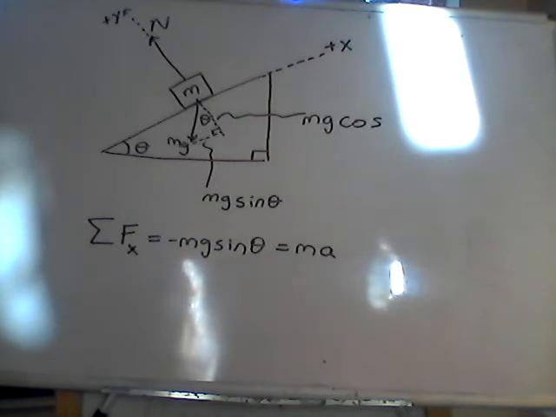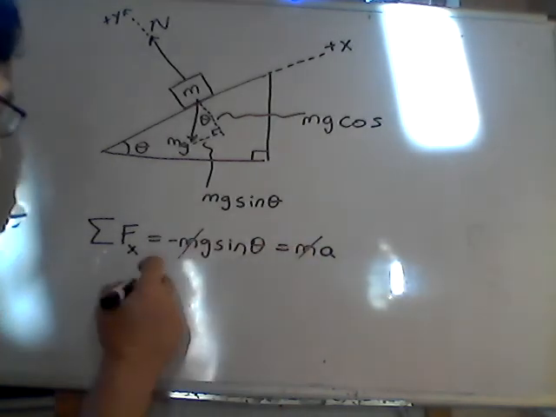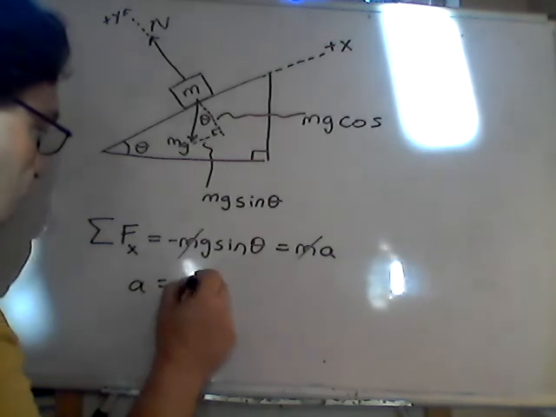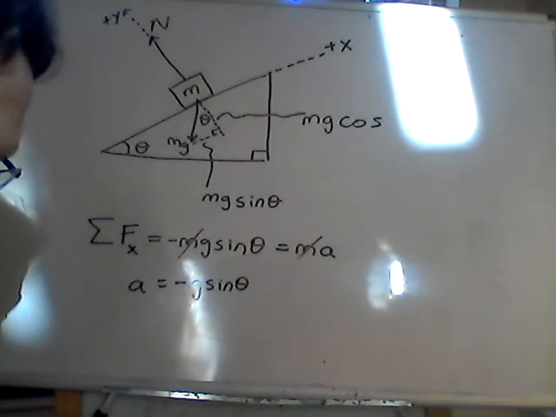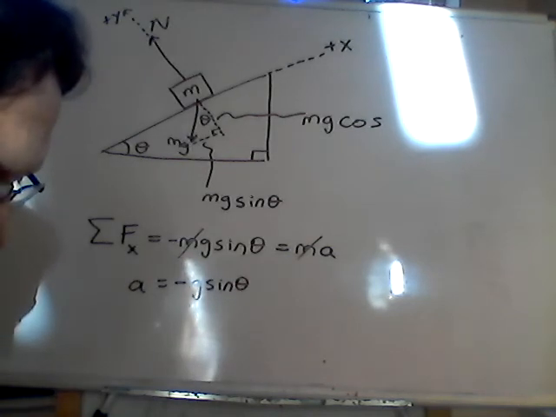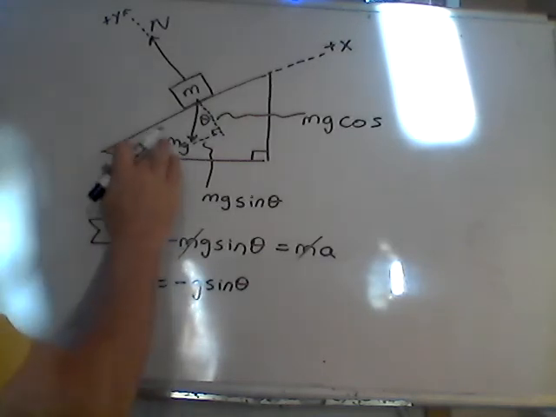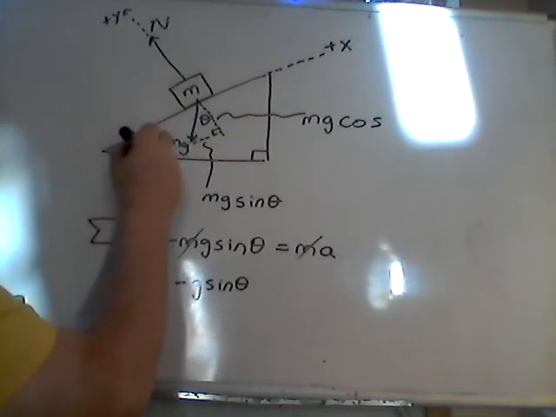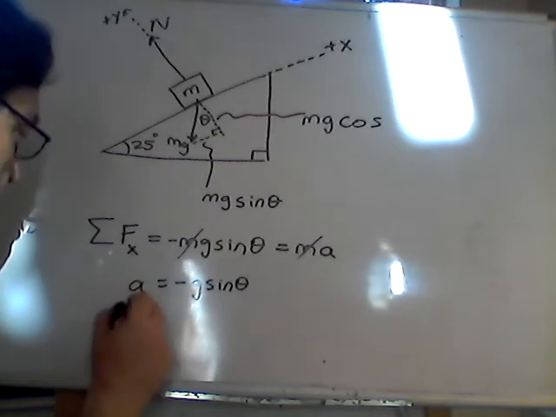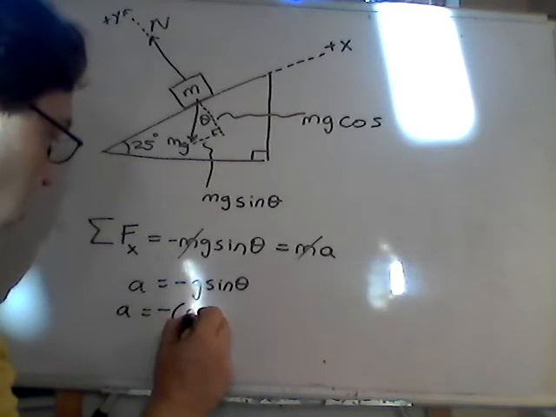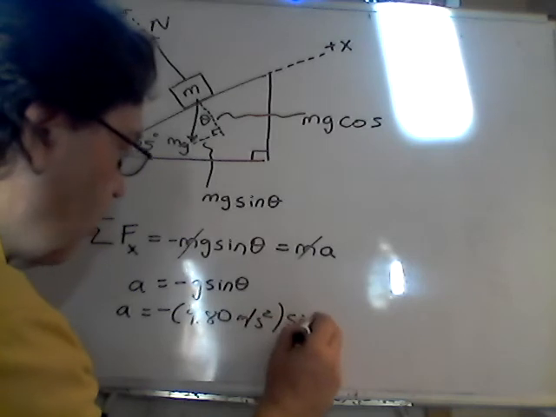Okay? And so with that said, what's nice is that I can automatically cancel out these m's. And for this first problem, I get just that a is negative g sine of theta. Theta is 25 degrees. Actually, I'm not told that; if you look at the picture in the book, this is 25 degrees. I apologize, this is actually a given. So a is negative 9.80 meters per second squared times the sine of 25 degrees.